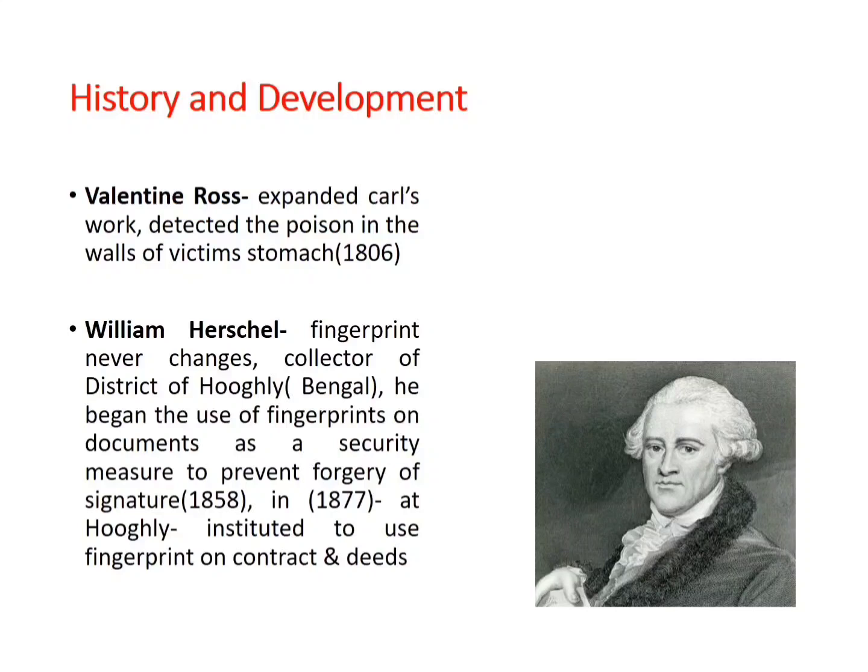Coming to the next scientist, Valentin Ross, he expanded the work of Carl Wilhelm Scheele, and he discovered a very precise way to detect the smallest amount of arsenic by using the walls of the victim's stomach. This he did in the year 1806.